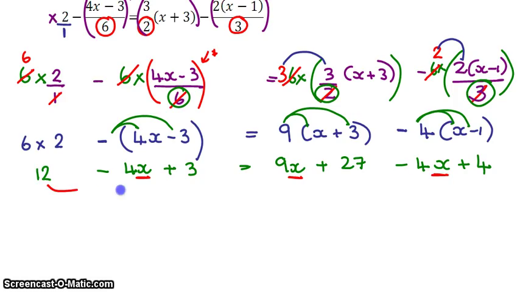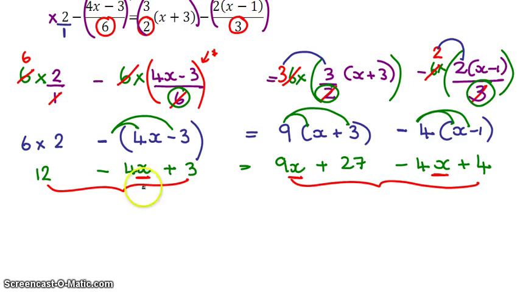But this side looks like a mess, and this side looks like a mess. So I always simplify my sides first. So 12 plus 3 is 15. Minus 4x. And the other side, 9x minus 4x is 5x. 27 plus 4 is 31. Now it's a lot easier to work with. Now I need my x's on one side, my numbers on the other side. It really does not matter which side you put your x's on and which side you put your numbers on. You will always get the same answer.